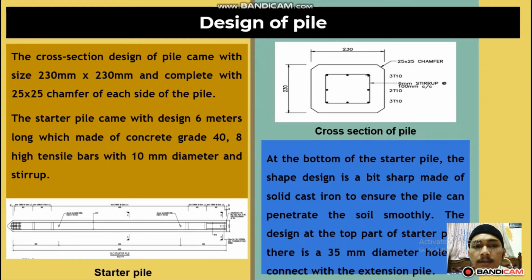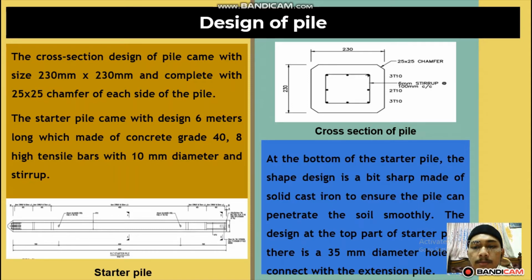For the design of the pile, the cross-section of the pile came with size 230 mm x 230 mm and complete with a 25 x 25 mm chamfer on each side of the pile. The starter pile came with a design 6 meters long, made of concrete grade 40, 8 high tensile bars with 10 mm diameter and stirrup.